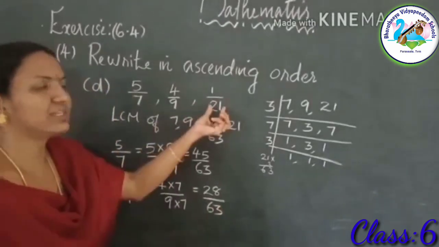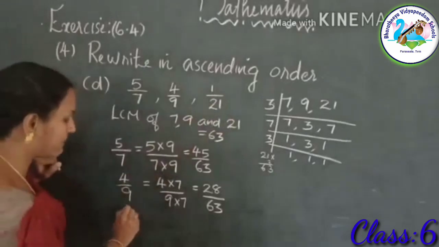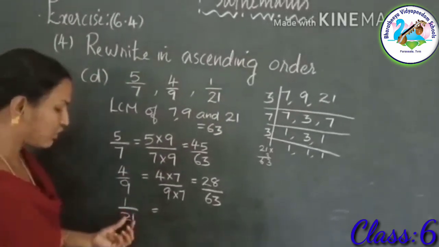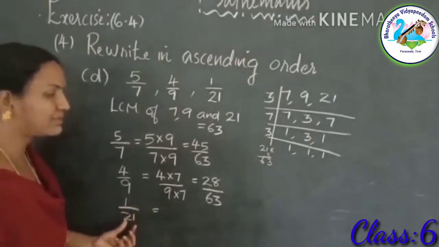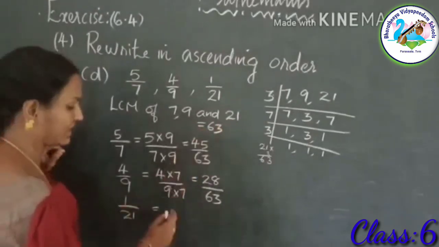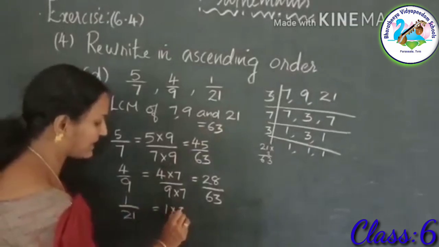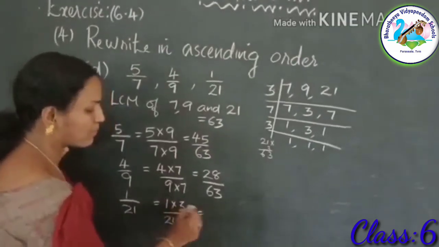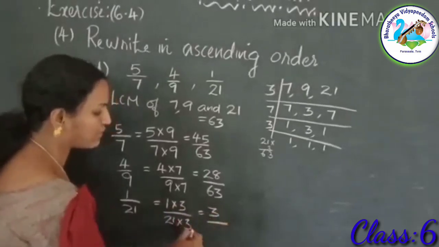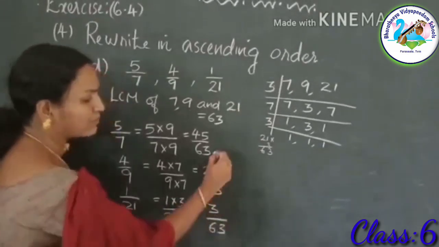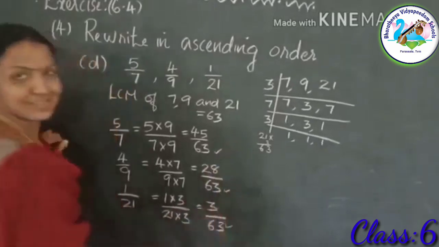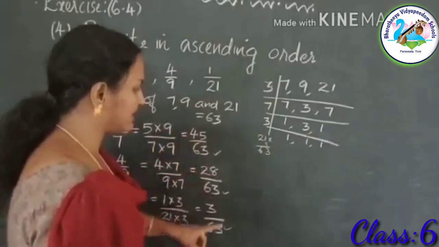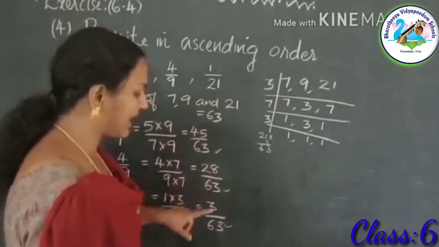And the last fraction 1 by 21. Here the denominator is 21, so multiply 21 with 3, we get 63. So 1 into 3 divided by 21 into 3 is equal to 1 into 3 is 3, 21 into 3 is 63. Now the denominators are the same. So comparing the numerators 45, 28 and 3.